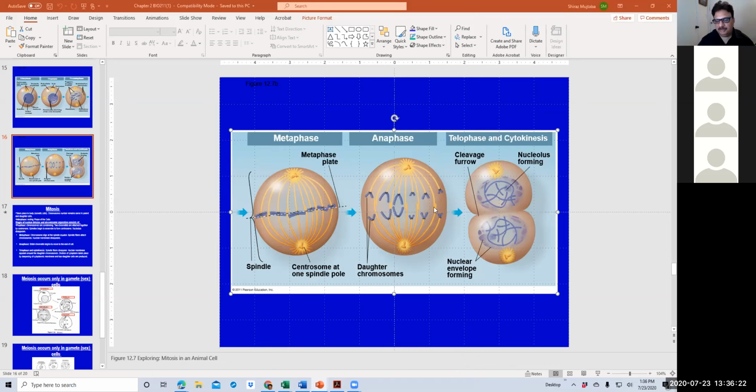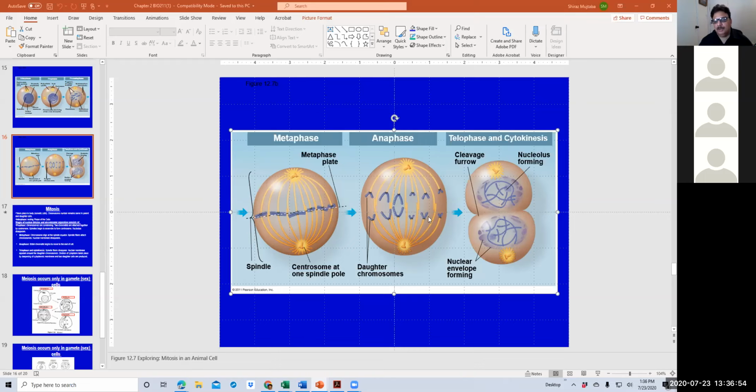So here in anaphase, the chromosomes divide. And how do they divide? These thin spindle fibers are actually very powerful. They're so powerful that they can split the chromosome into two daughter chromosomes. And when a single chromosome is split into two daughter chromosomes, they start moving towards opposite poles.